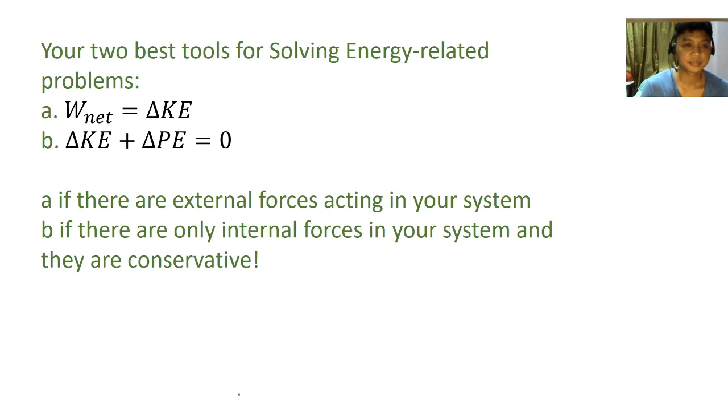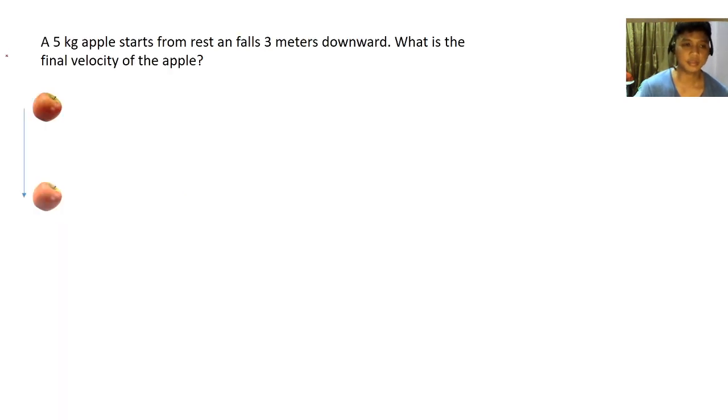Okay, here are your two best tools for solving energy-related problems. Work net is equal to change in kinetic energy, and change in kinetic energy plus change in potential energy is 0. You use the first equation, equation A, if there are external forces acting in your system. You use letter B if there are only internal forces in your system and they are conservative forces. Okay, let's look at some examples.